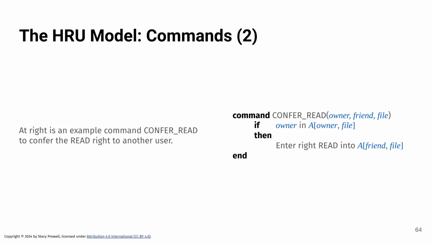contains the token owner, that means I'm the owner of the file. And then I am allowed to read into your entry in the access control matrix for your row and the file column. All right. And I can have a confer write, confer execute, confer print, confer delete, whatever. You can imagine doing all these different things.